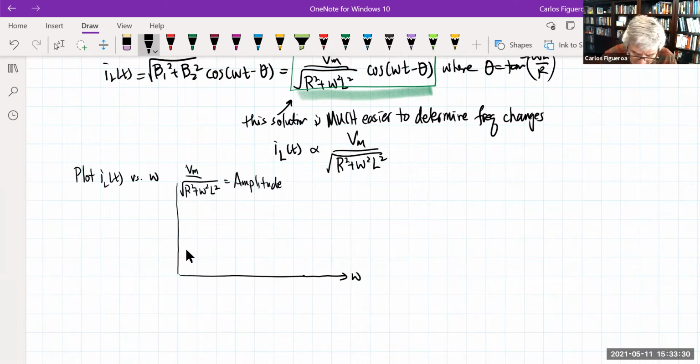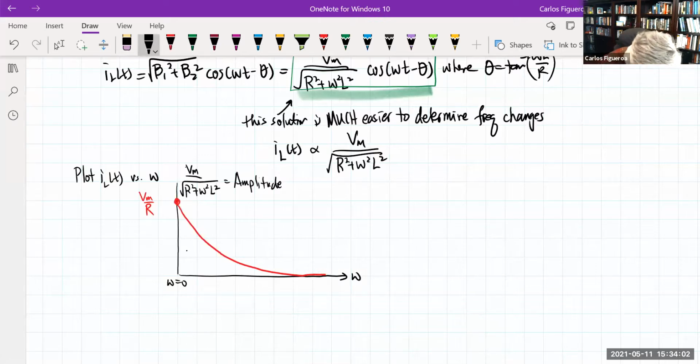So what you're seeing here is that I'm going to get a max right here. So this is omega equal to 0. So right here, I'm going to get a max point. And this max, when omega is equal to 0, you can see that that's going to be Vm over R. And as I go to a higher frequency, look what happens. This guy is dropping.